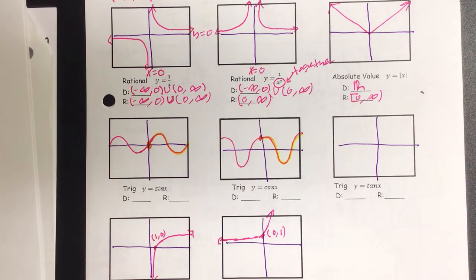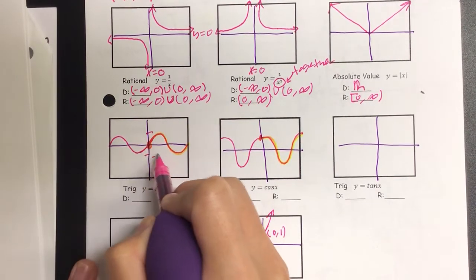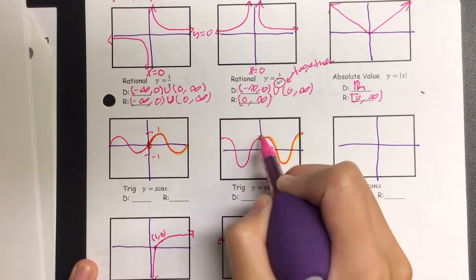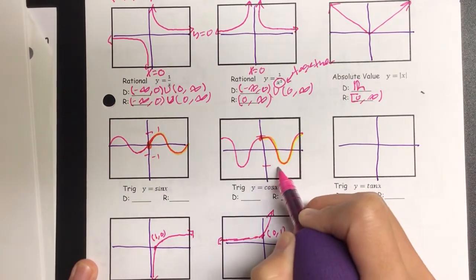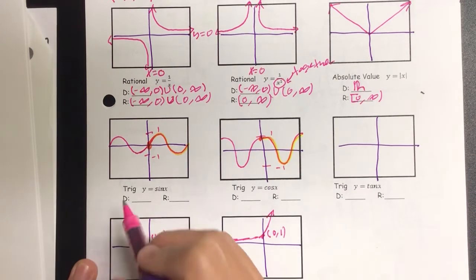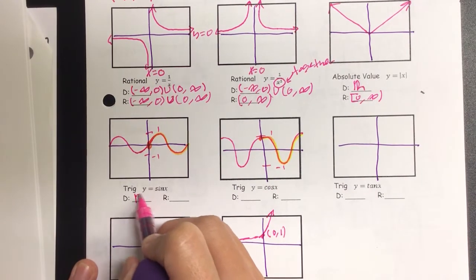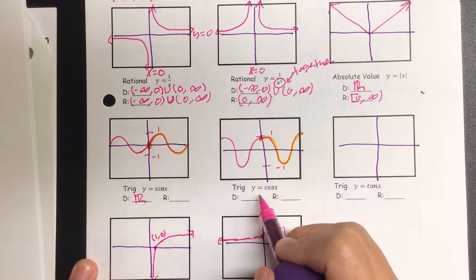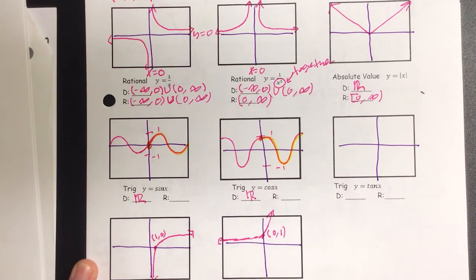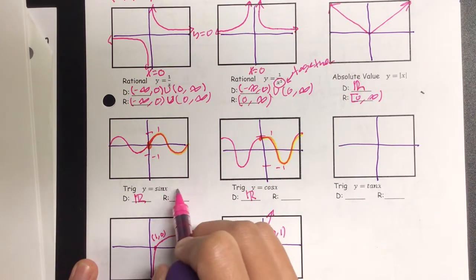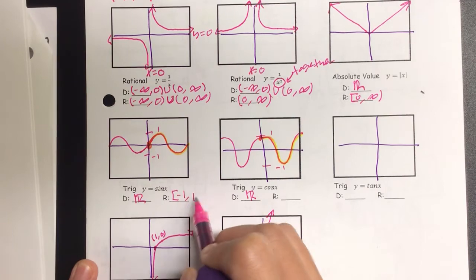The domain and range for this one is the same. The parent function of sine and cosine is going to be from -1 to 1 on our high and low. So we know our domain is going to be our real numbers, because they go on forever for both of them. And the range will still be the same. It's got the same high and same low, inclusive.